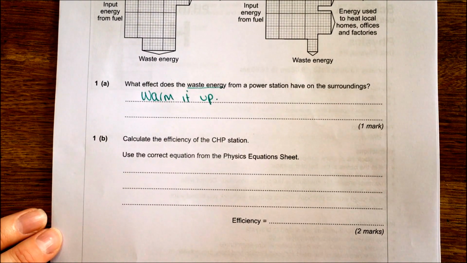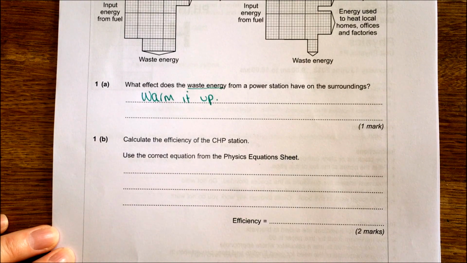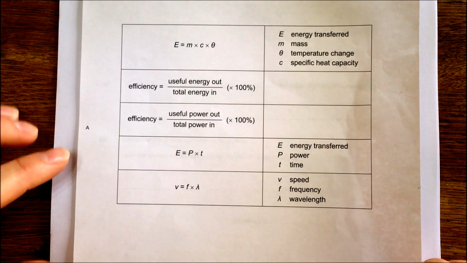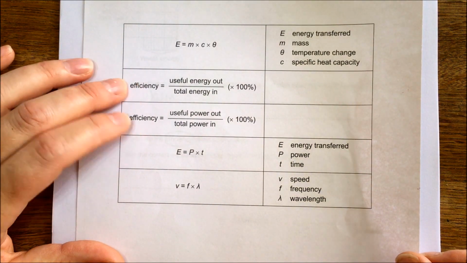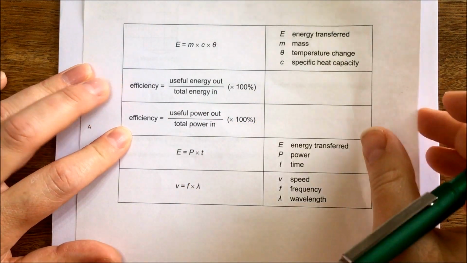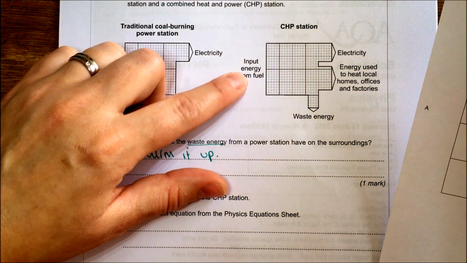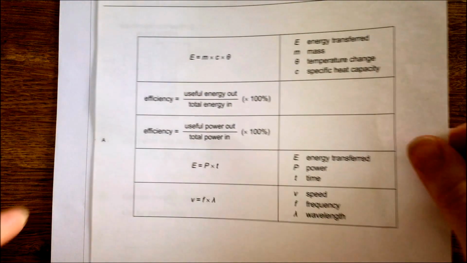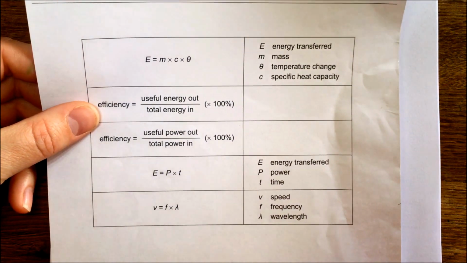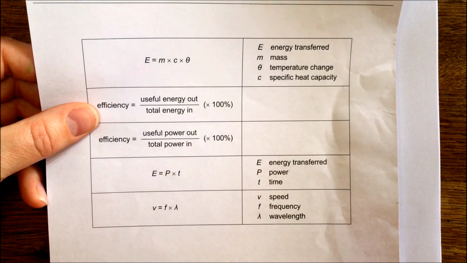Right, calculate the efficiency of the CHP station using the correct equation from the physics equation sheet. Now the key word here is efficiency. If we look at our data sheet, we've got 2 calculations that have efficiency. We need to think about which one we need to use. The difference is this one has energy and that one has power. If we have a look at our sheet, it's using the word energy in our Sankey diagrams, so we're going to use this equation here. What we want is useful energy out divided by total energy in multiplied by 100.